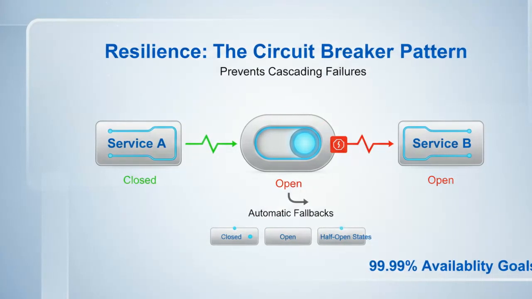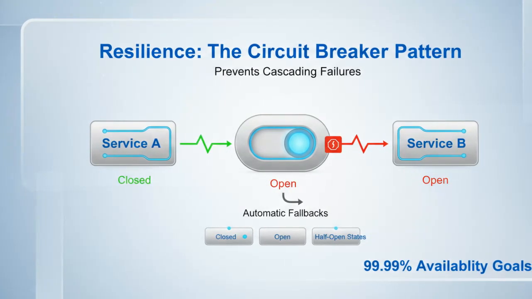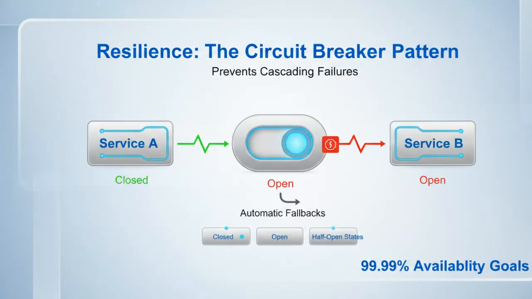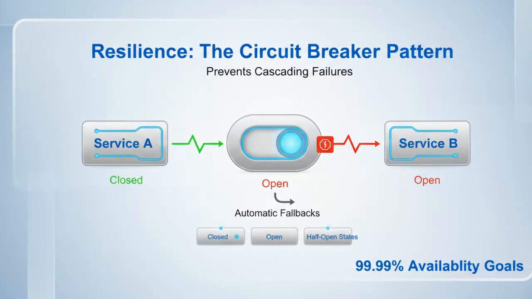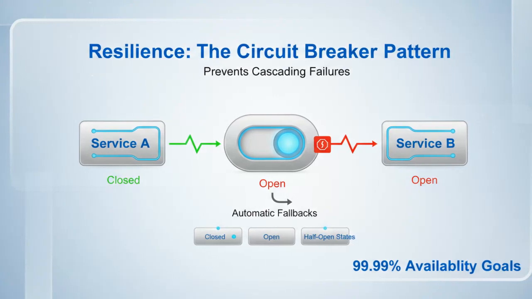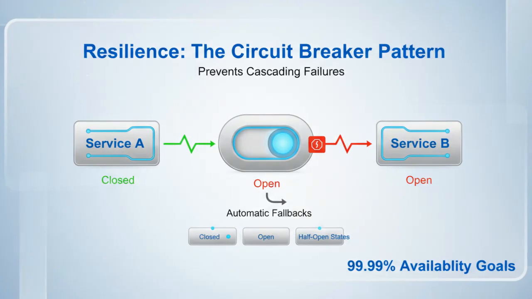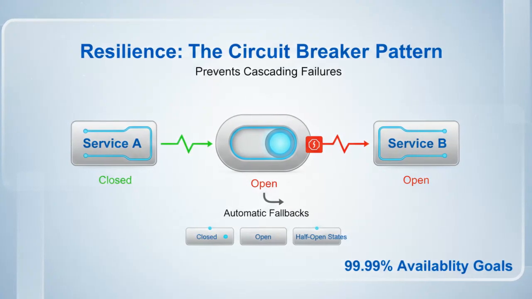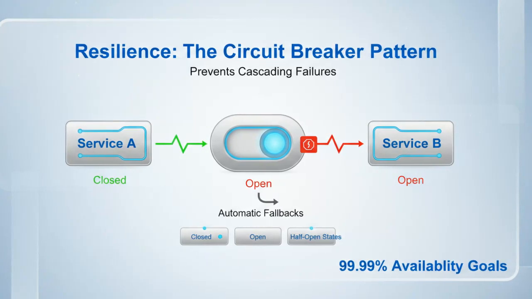In a distributed system, failures are inevitable. If one service becomes slow, it can cause a cascading failure where all calling services get backed up waiting for it. The circuit breaker pattern prevents this. Just like an electrical circuit breaker, it monitors for failures. If a service fails too many times, the circuit opens, and subsequent calls are immediately rejected with an error or a fallback response instead of waiting.